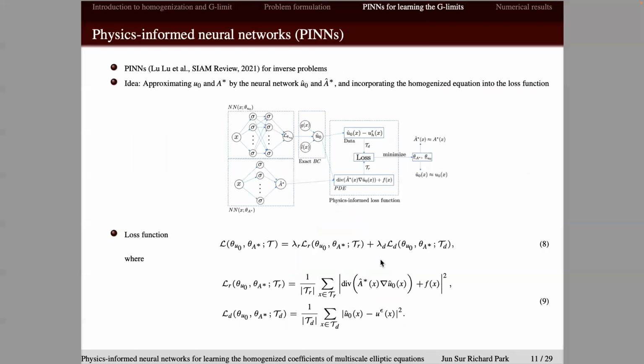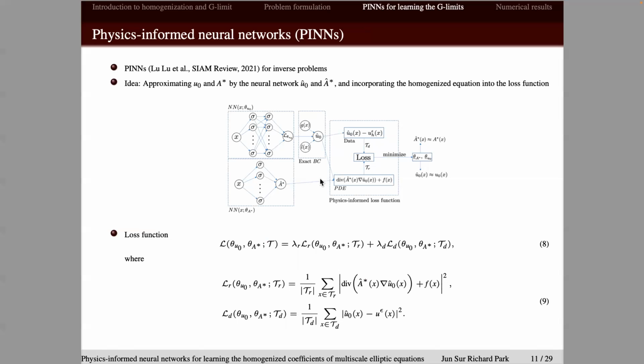All right, so we choose to use this physics-informed neural network for the regularization of our inverse problem. PINNs have been utilized for both forward and inverse problems involving PDEs successfully. And the basic idea is to approximate the solution and the coefficient by the neural network. And this is the key part: we incorporate our homogenized equation into the loss function. So that's our strategy.